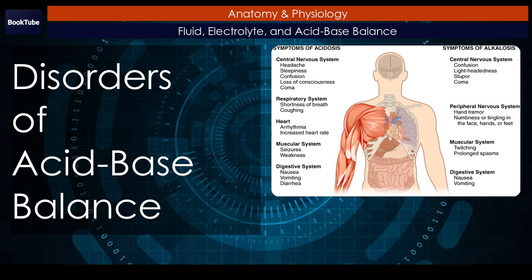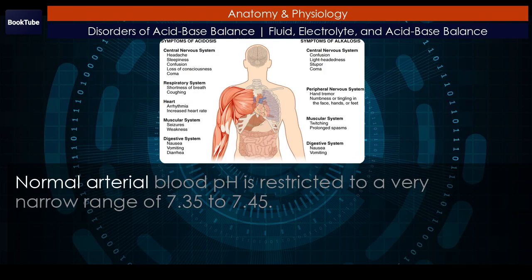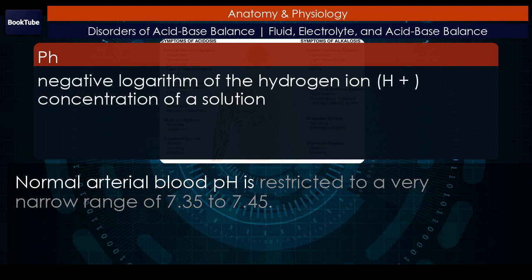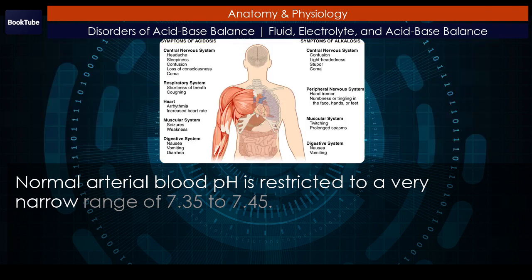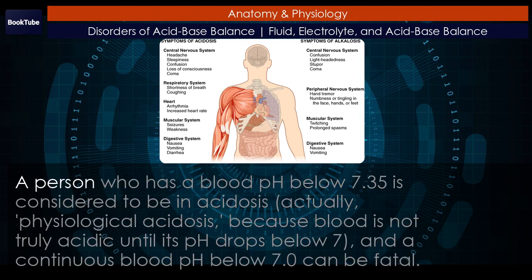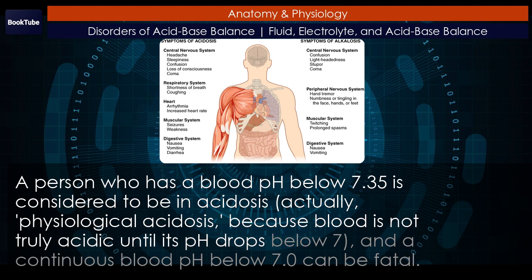Disorders of acid-base balance. Normal arterial blood pH is restricted to a very narrow range of 7.35 to 7.45. A person who has a blood pH below 7.35 is considered to be in acidosis. Actually, physiological acidosis, because blood is not truly acidic until its pH drops below 7. And a continuous blood pH below 7.0 can be fatal.